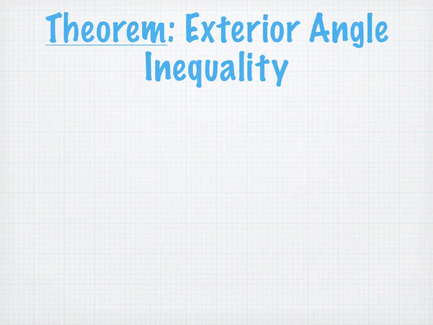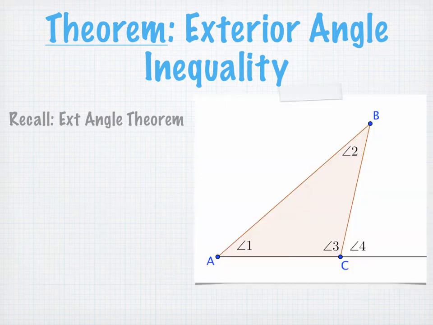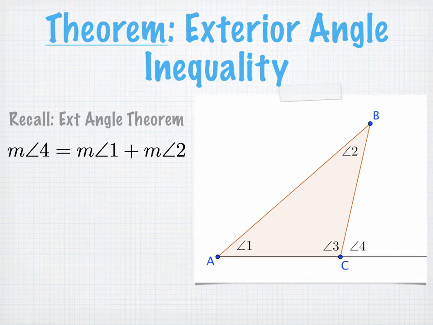First, a theorem. This theorem is called the exterior angle inequality theorem. So if you recall, we have the exterior angle theorem, not the inequality theorem, but just the plain old exterior angle theorem. And that says if we have a triangle and an exterior angle, then angle 4 is equal to the sum of the measures of angles 1 and 2, right? The two remote interior angles.